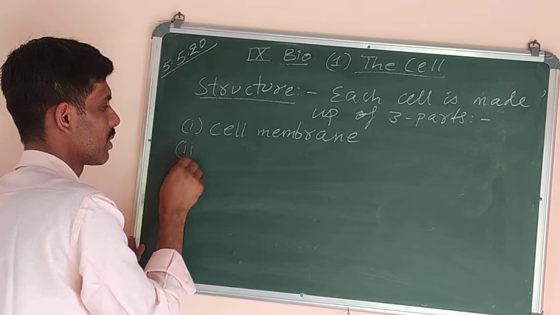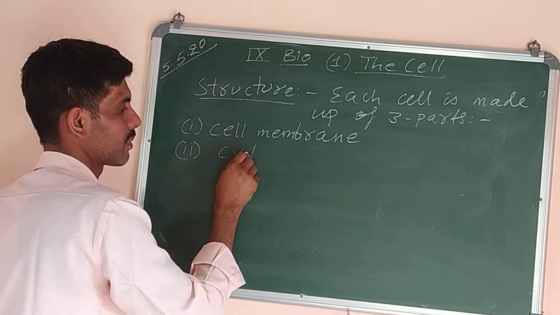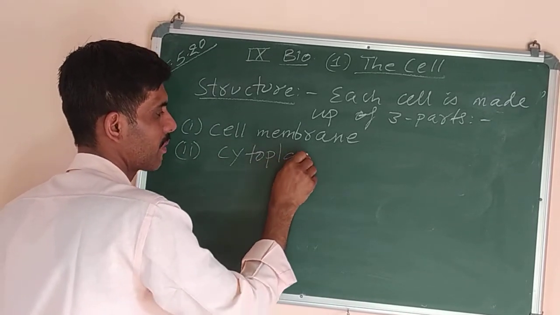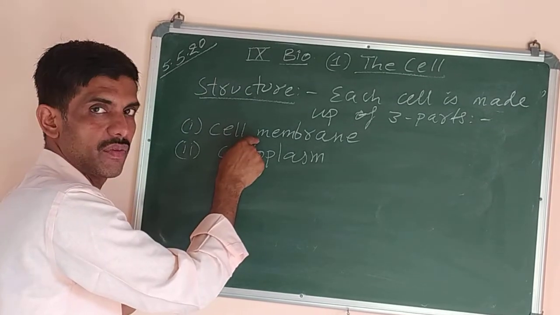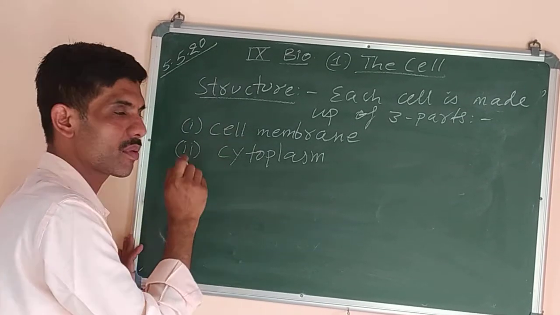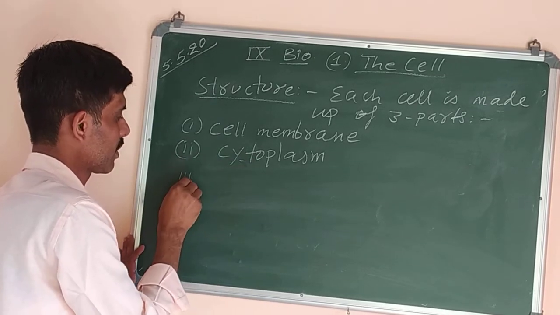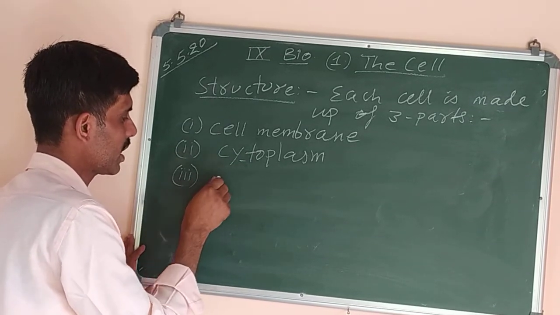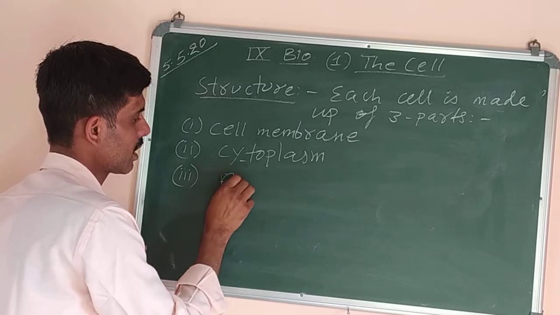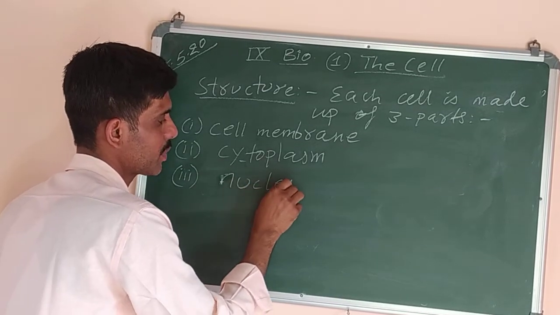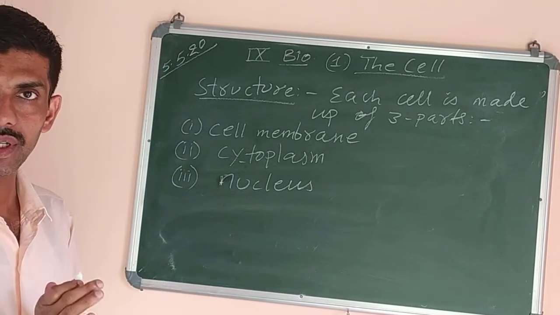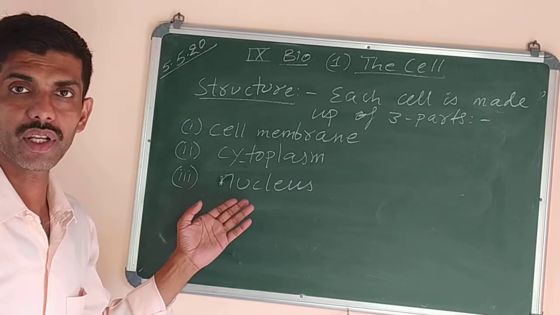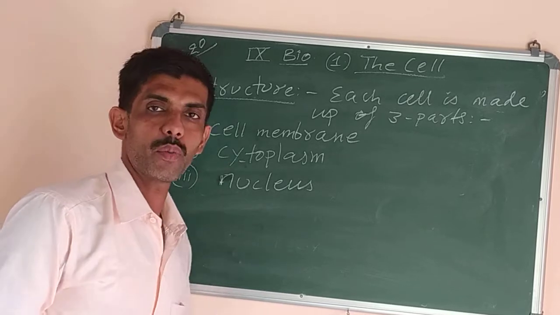Number two, cytoplasm. It is the dense jelly-like fluid which is present inside the cell membrane. In between the cell membrane and the nucleus, the cytoplasm is present. And the third one, the genetic material, that is nucleus, which is present in the center of the cell, which controls all the vital activities. All metabolic, hereditary activities of the cell are controlled by the nucleus.